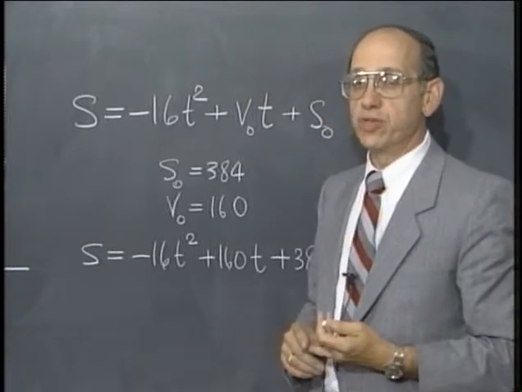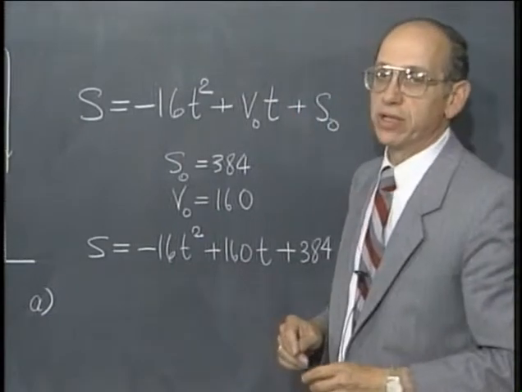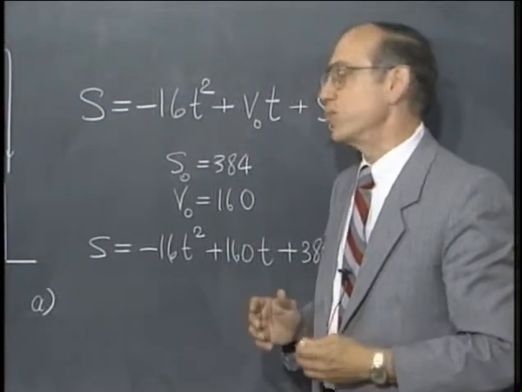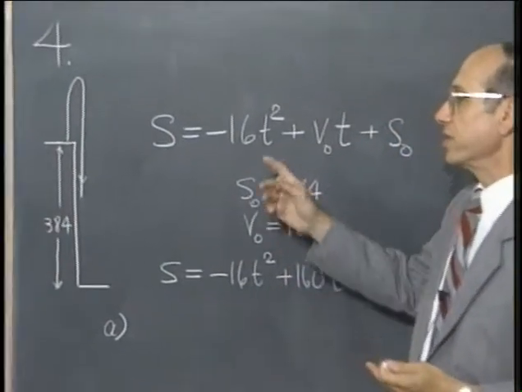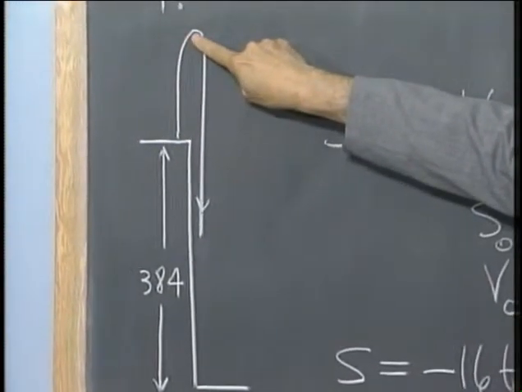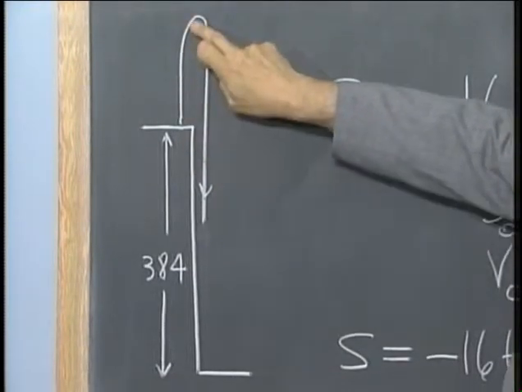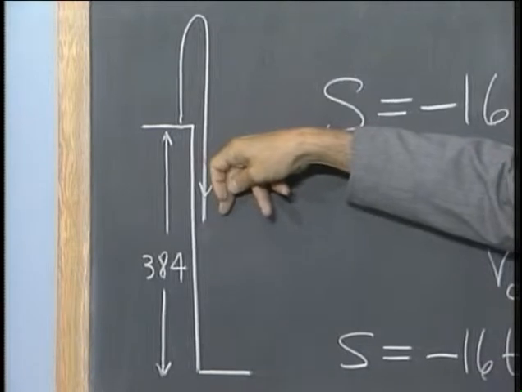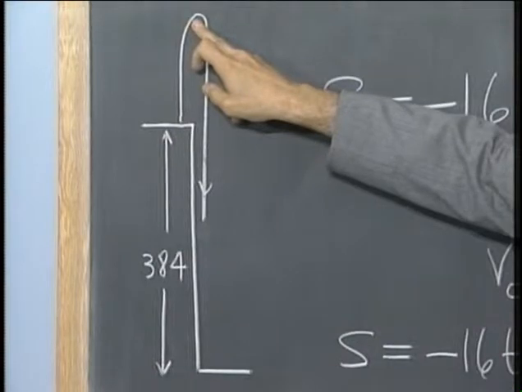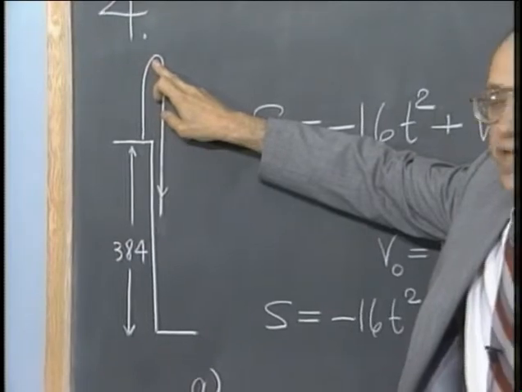Now let's see what the question asks. The first part of the question, part A, says find the highest point that the particle or projectile reaches. Well, what does it mean, the highest point? Let's see. If we look at this little diagram, the projectile over here is going upward. It reaches its highest point, and then it goes downward. Well, when it's going upward, it must have a positive velocity. When it's going downward, it must have a negative velocity. Hence, at the highest point, the velocity is equal to 0.